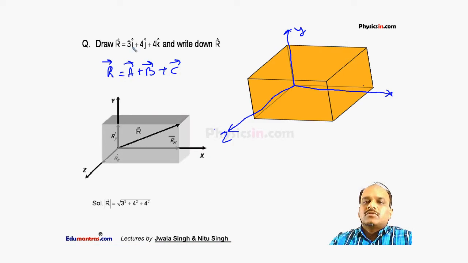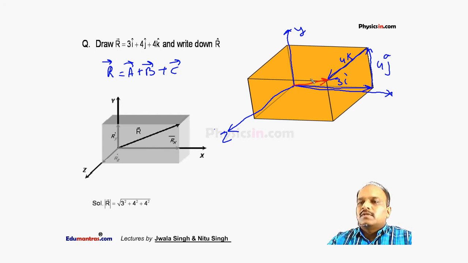Here vector A is 3 i cap. So I will draw a vector which is equal to 3 i cap. Second is plus 4 j cap. So I will put a vector like this, this is 4 j cap. And third one is plus 4 k cap. So this is 4 k cap. If I join the origin to the end point here, it is vector R. This is the way to write the three-dimensional vector.